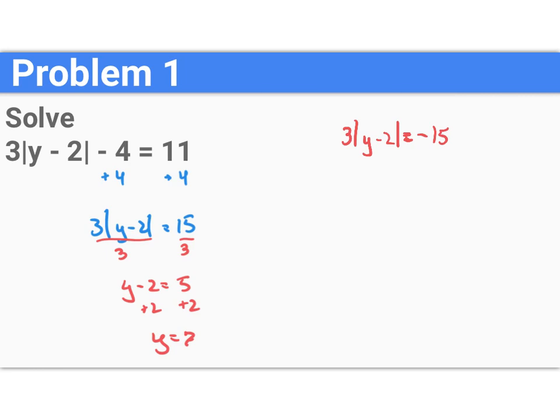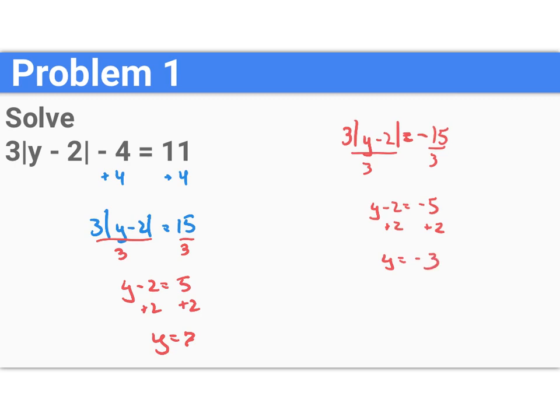Check it. 7 minus 2 is 5. 3 times 5 is 15. Minus 4 is 11. That works. Okay, so divide by 3 on both sides. y minus 2 is negative 5. Add 2, y equals negative 3.